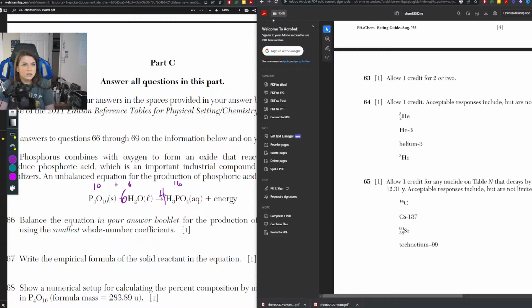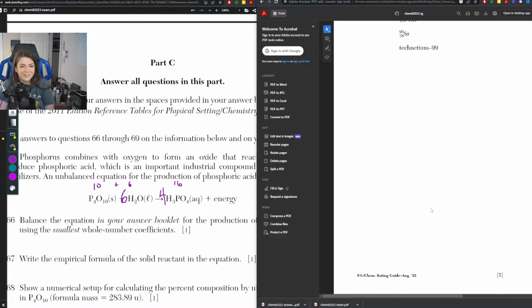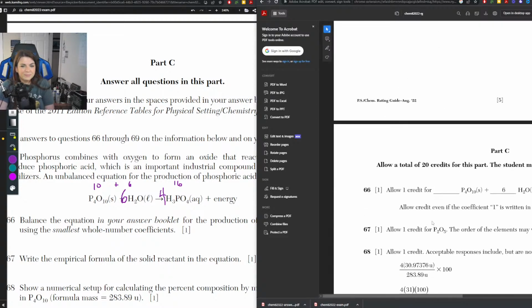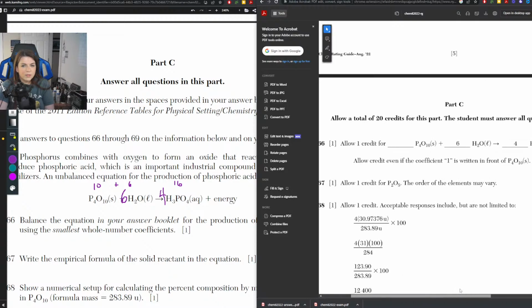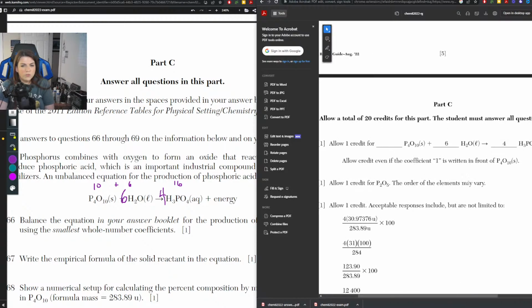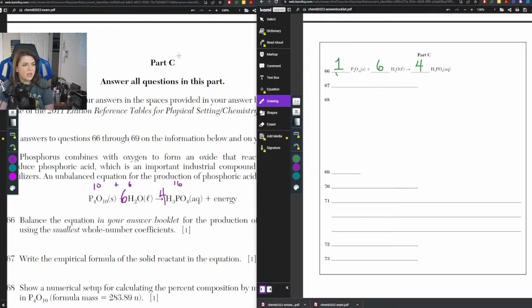Let me check the key to make sure. Allow credit even if the coefficient for 1 is in front. Yes, I did that. That is fine.